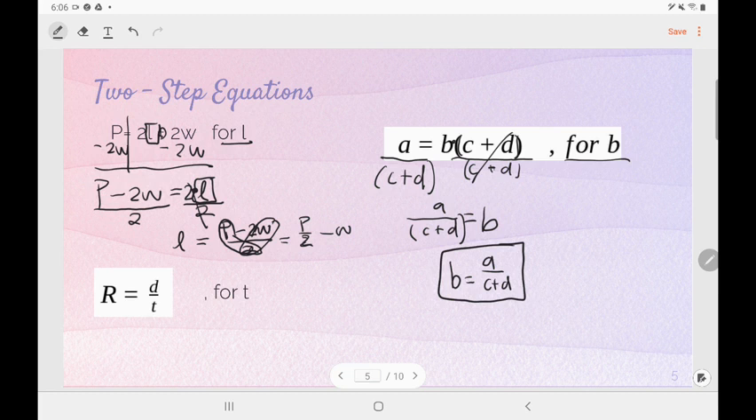I need to solve for t. All right. Now, a lot of people think that because I have a division symbol going on here between d and t, that I need to times by d. Well, what happens when I times d by d? I don't actually cancel them out. Actually, it turns into d squared. So I cannot multiply.